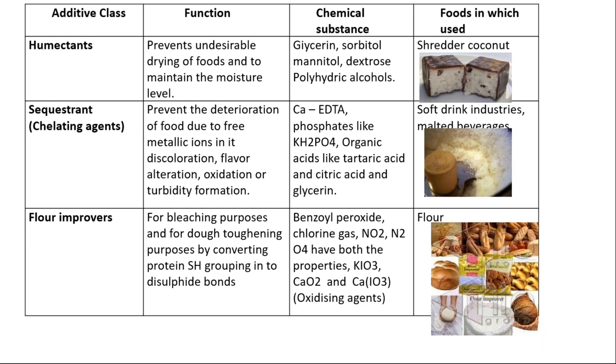Now you see there are some food additives which have more than one property. Look at sorbitol and mannitol. They are also used as sweeteners and they are also used as humectants.